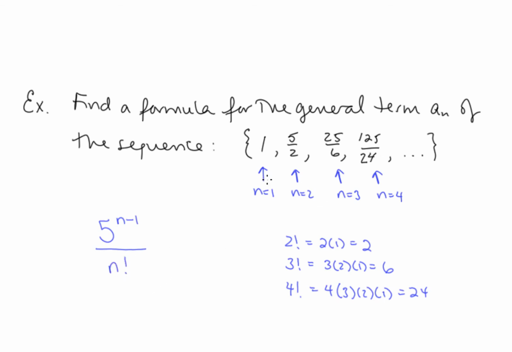Now let's just check for n is equal to 1 if the same formula holds. 5 to the n minus 1, 5 to the 1 minus 1, that's 5 to the 0. That's going to give us a 1 in the numerator. And then 1 factorial is just equal to 1. So we have 1 over 1, and yes, that formula does work also for the first term of the sequence. So this is a sub n that we're looking for.